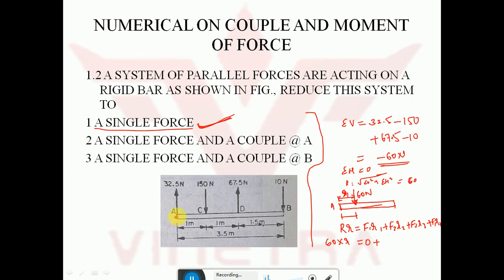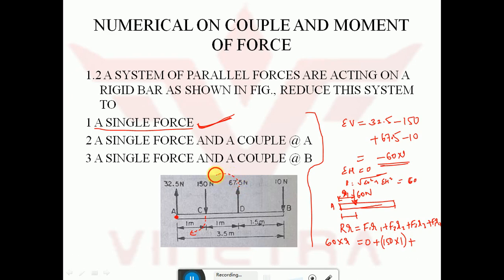If I fix this point, see this force is acting here in a downward direction, what happens? It will produce a clockwise moment. Because of this applied force, the bar will start to rotate in the clockwise direction. So the force is 150 Newton and what is the perpendicular distance? 1 meter from the chosen point A, plus F2.